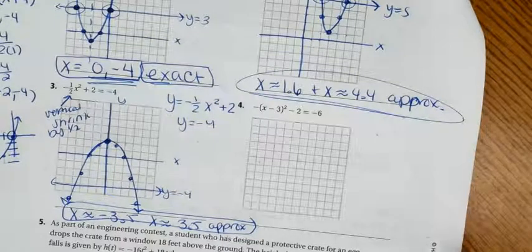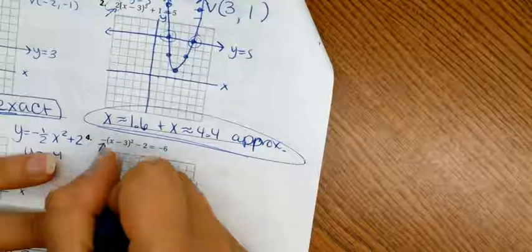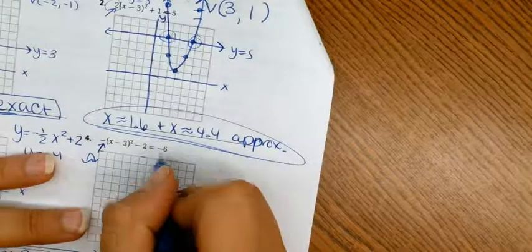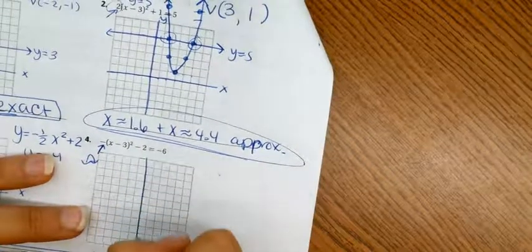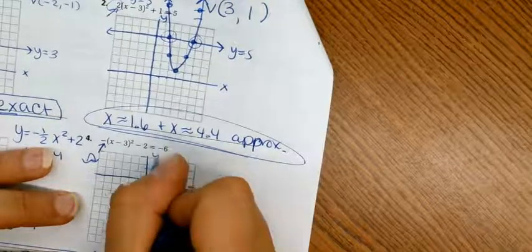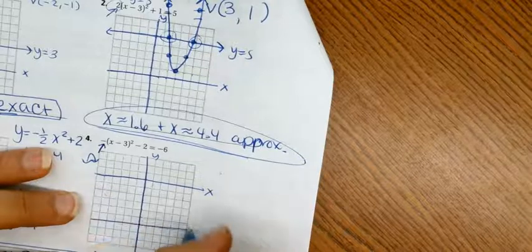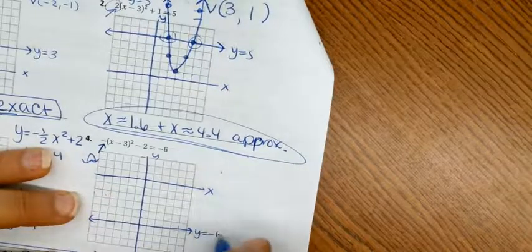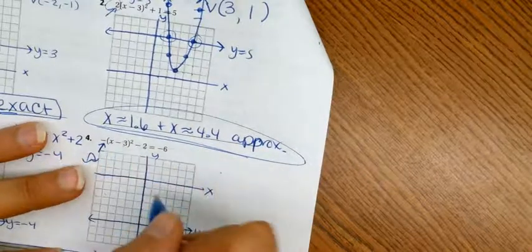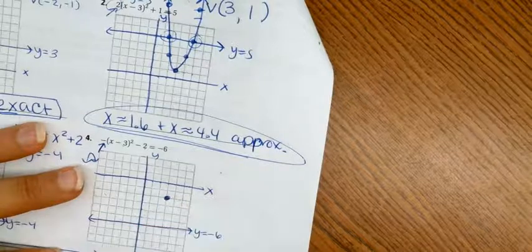Let's try another one. This is going to make it go down, right? If I was graphing y equals -6, y-axis, x-axis, 1, 2, 3, 4, 5, 6. Graphing this, I have the vertex of 3, negative 2. And we know it's going down, right?